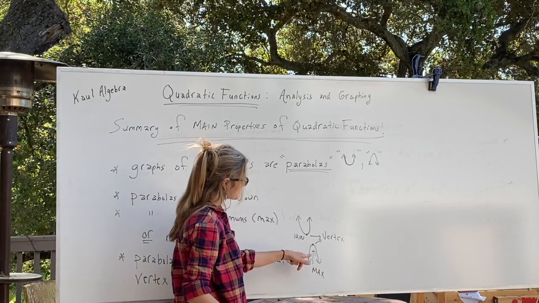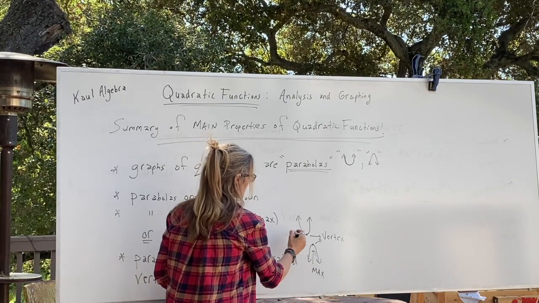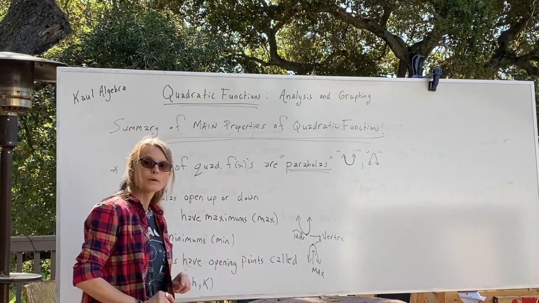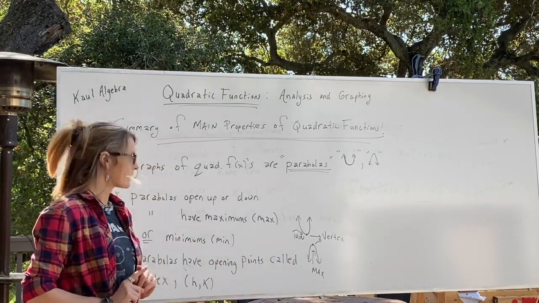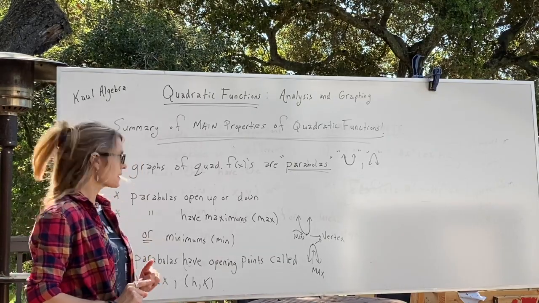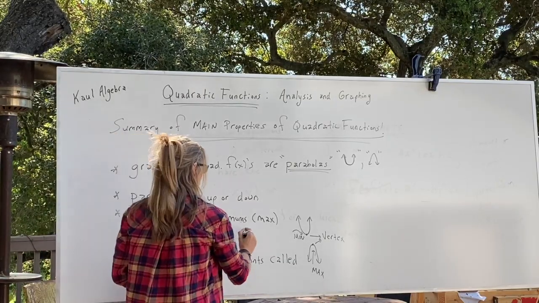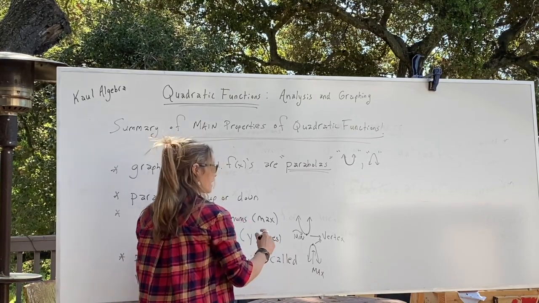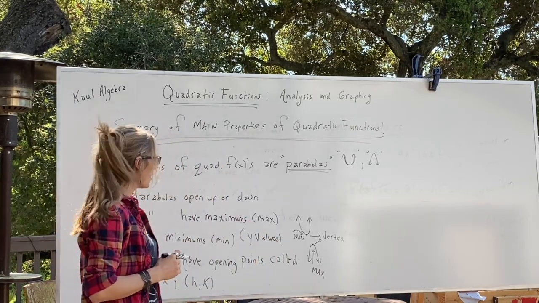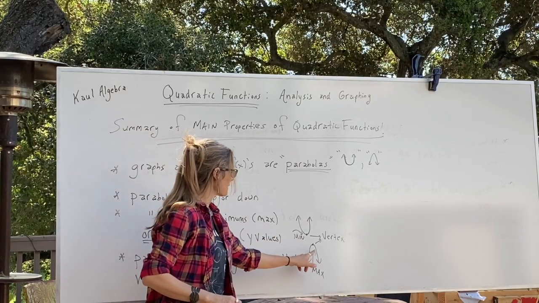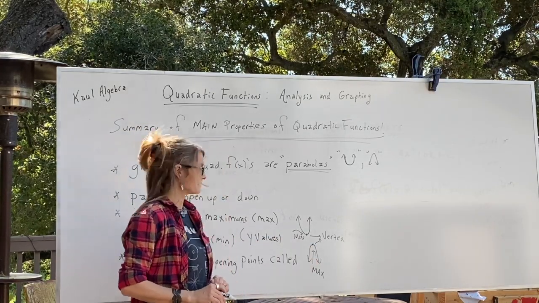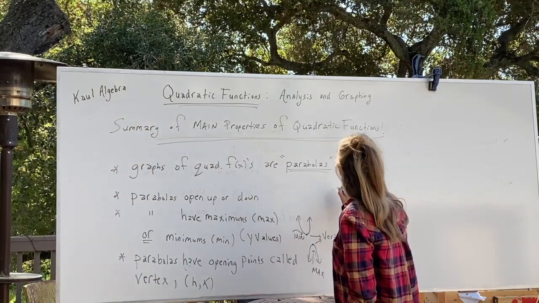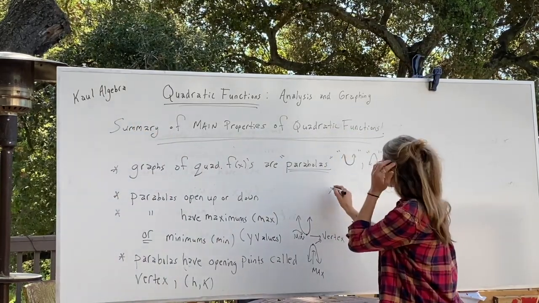So when it opens downward, you have a maximum. When it opens upward, you have a minimum. But be aware, we're going to stress this when we look at analyzing these a little bit more, that the maximum and the minimum, these are the y values. It only talks about the height, how high your minimum or your maximum are, what the y values are. Okay, so very important. Parabolas also have an axis of symmetry.